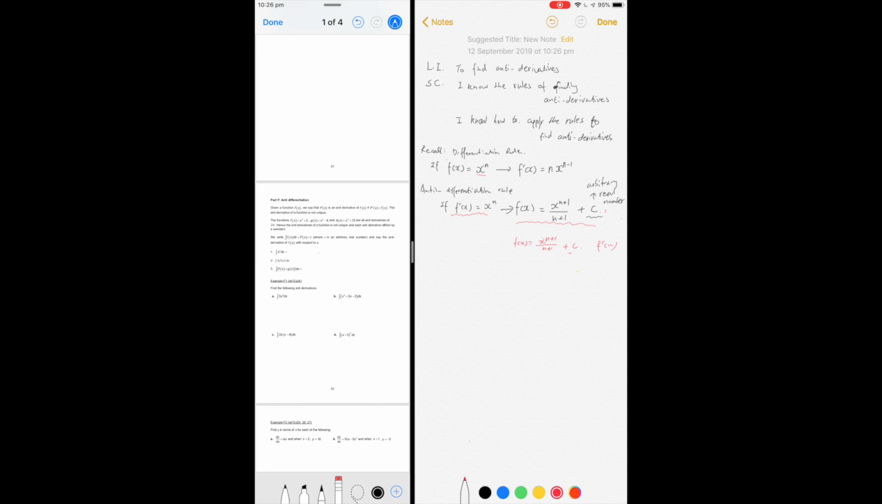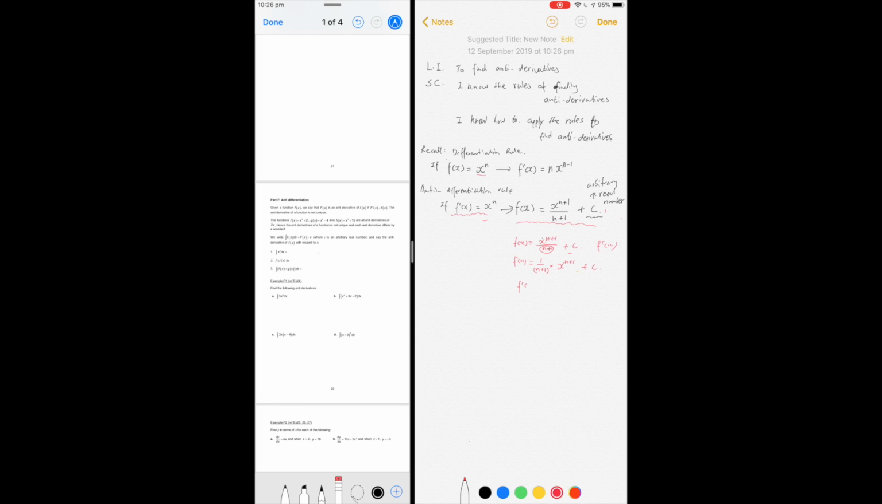So let's apply the differentiation rule that we learned before to see whether we can actually get x to the power of n. Okay, so now over here, f of x is equal to this. Now I'm going to rewrite it. So f of x is equal to, now this n plus 1 is on the denominator, so I can move it to the front, 1 over n plus 1 times x to the power of n plus 1 plus c. Okay, this is still the original function.